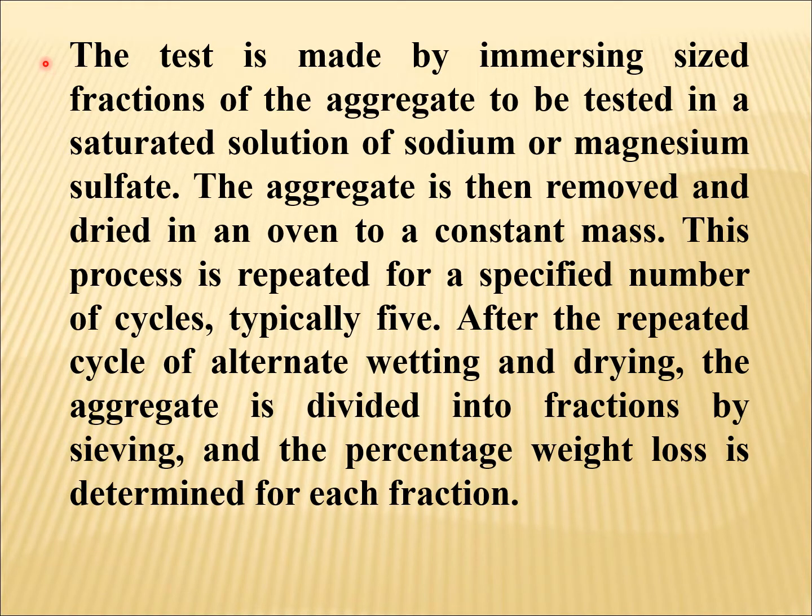The test is made by immersing sized fractions of the aggregate to be tested in a saturated solution of sodium or magnesium sulfate. The aggregate is then removed and dried in an oven to a constant mass. This process is repeated for a specified number of cycles, typically 5. After the repeated cycles of alternate wetting and drying, the aggregate is divided into fractions by sieving, and the percentage weight loss is determined for each fraction.